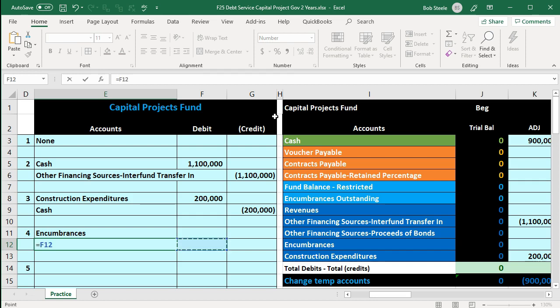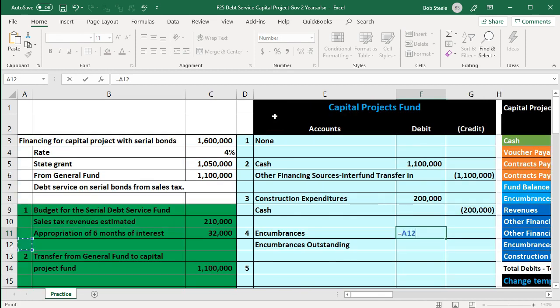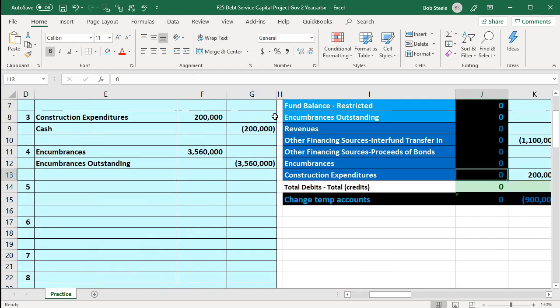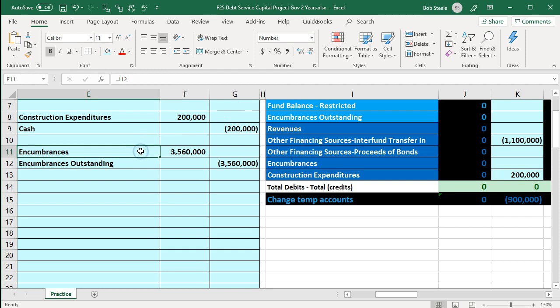So we're going to debit then the encumbrances. We're going to credit the encumbrances outstanding, and that's going to be for, F11 equal to, and we will pick up that 3560. That'll be the debit and the credit. So there we have that. We're going to record the encumbrances then.